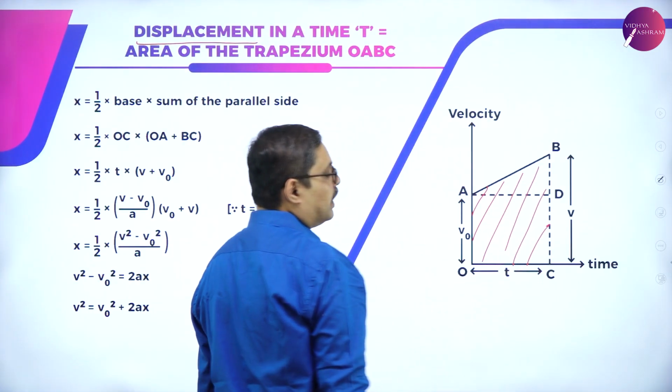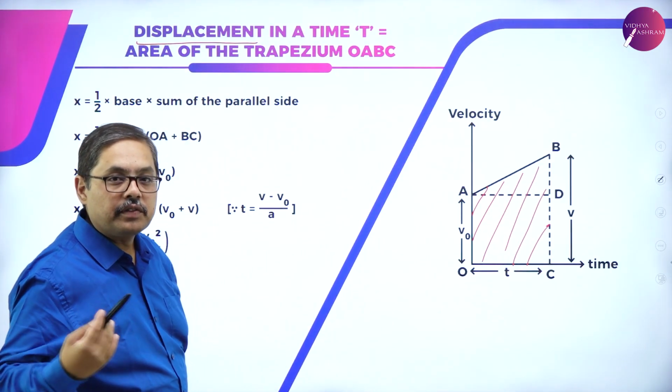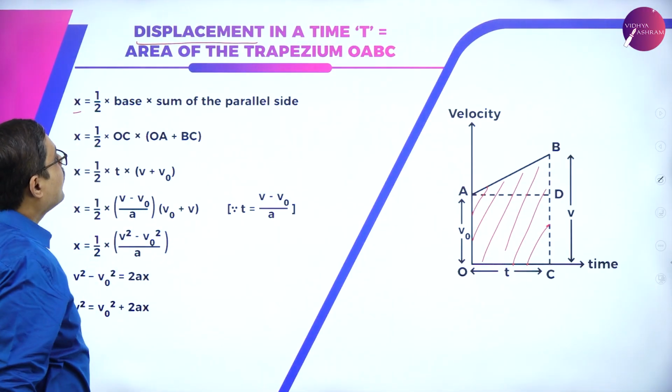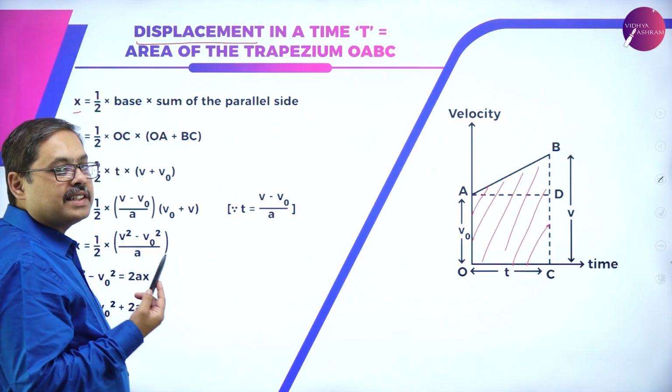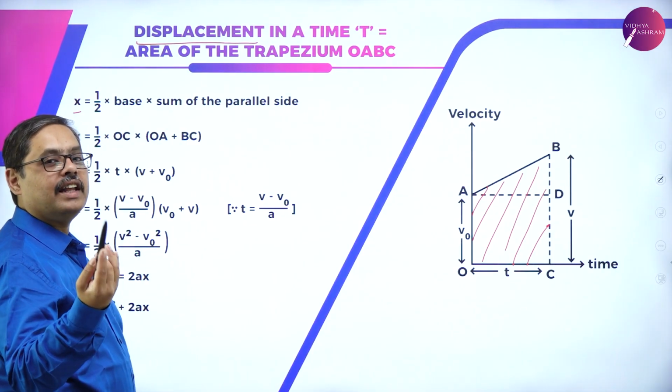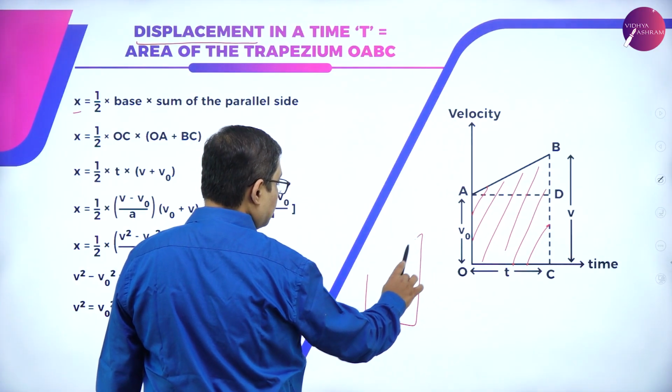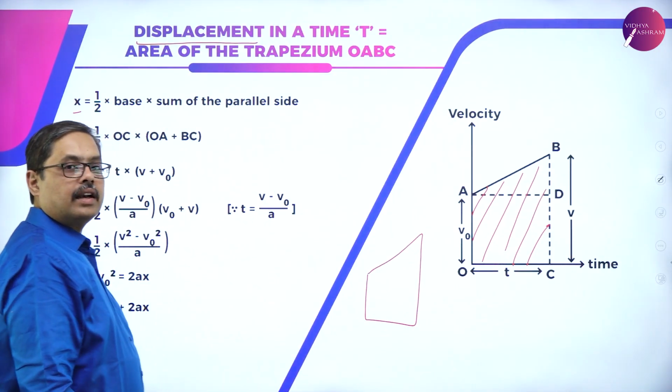Uses of the VT graph, we had discussed the uses of the VT graph. So I take the area under the curve. Here I have considered one more type of how I can find the area under the curve. See, this looks like a trapezium.